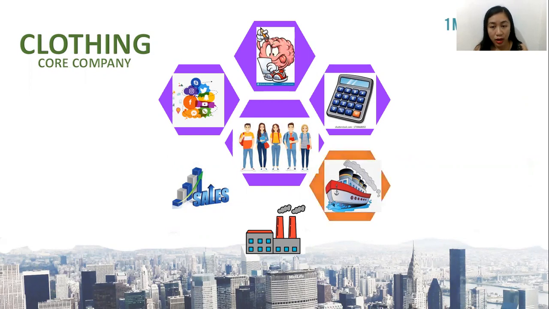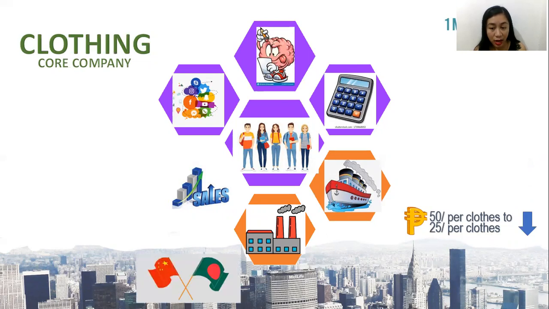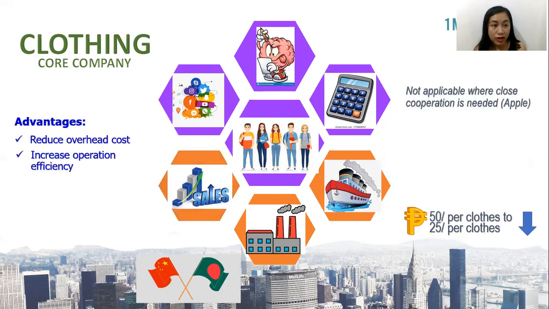For example, if our in-house shipping is worth 50 pesos per piece, we can find a shipping company that can offer a lower cost per piece. We can also outsource the manufacturing to other countries like Bangladesh and China, where labor is cheaper. Technically, network structure reduces the cost because instead of maintaining a full-time employee, we hire specialized businesses who are best in the field to do the function for you. It also increases the operation efficiency.